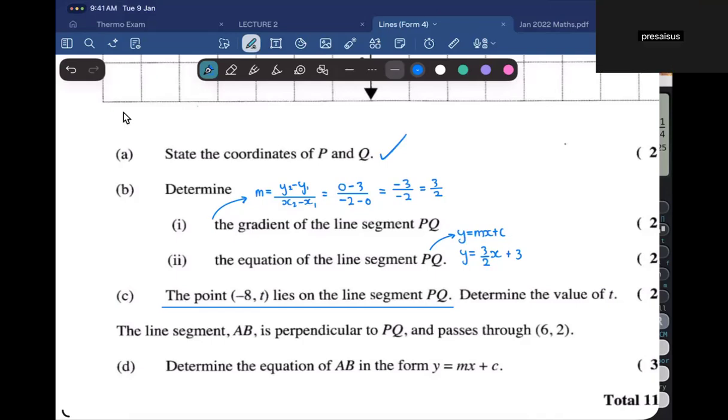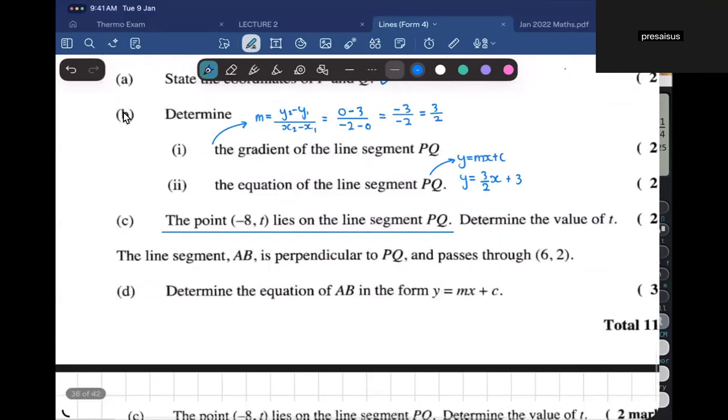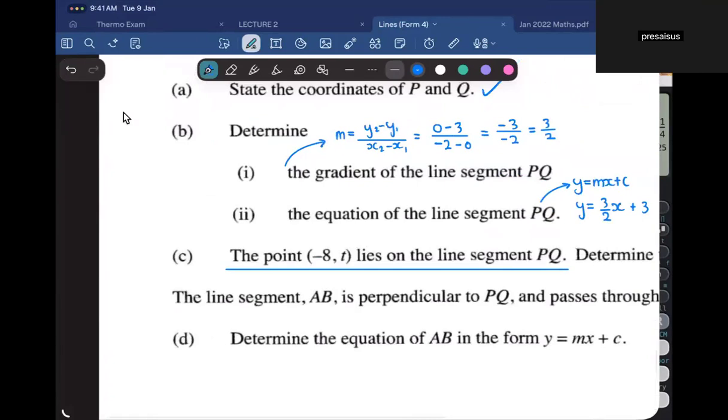So it would be y equals 3 over 2x plus 3. It will be 3 over 2 open bracket negative 8 plus 3. All right. Take your time. So you said that part correctly. So x would be minus 8, and what would y be?